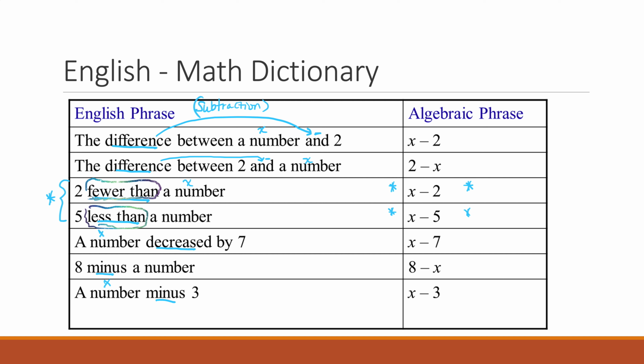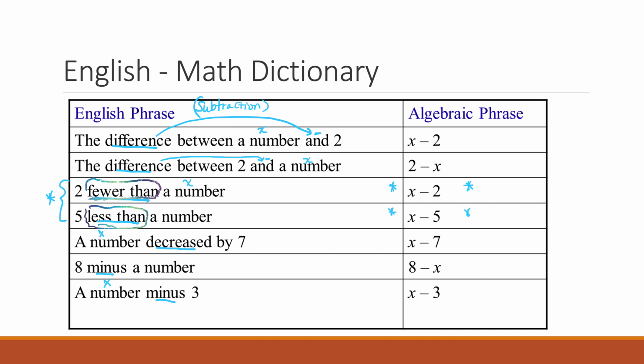2 fewer than a number. You start with the number. It's 2 fewer than that number. And the next one is 5 less than that number. In both cases, you're starting with the number, then you're reducing them. If you notice, Professor Teresi, she starred those. And we're going to talk and isolate that whole idea of more than, less than in a moment or two.